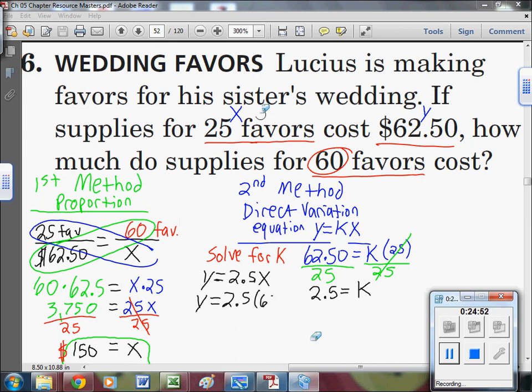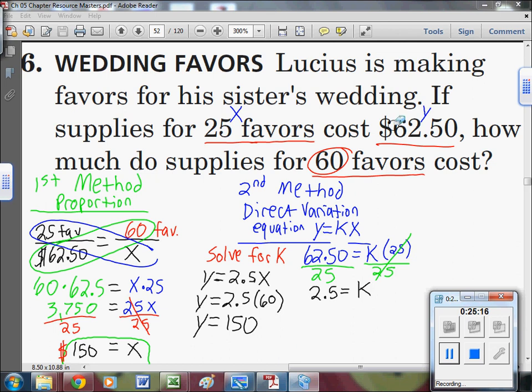So Y equals 2.5 times 60. Then you could use your calculator or whatever you want to do it, or some people do this mentally. 2 times 60 is 120. Half times 60 is 30. 120 plus 30 is 150. So that's for those of you who want to try to do that mentally.